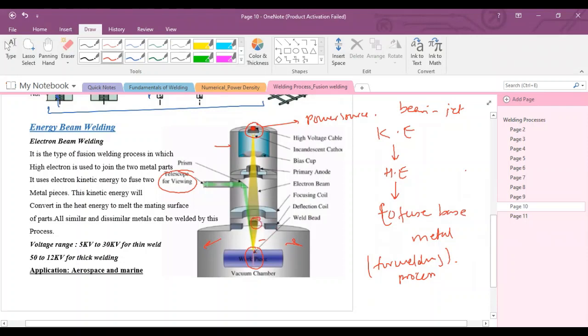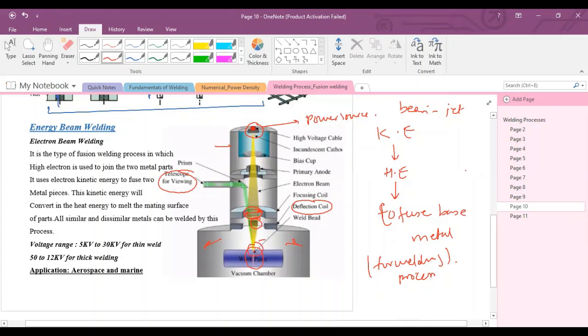So this magnetic lens will be used, and the deflection coil and focus coil both have the same mechanism. The focus coil will be thick in nature, because as you can see here, the beam is broad in nature. There's some width in the beam, and the deflection coil will keep the beam directed into the weld cavity.